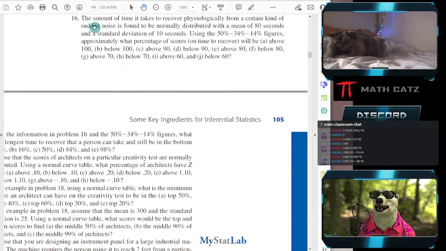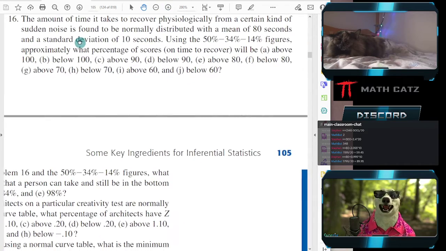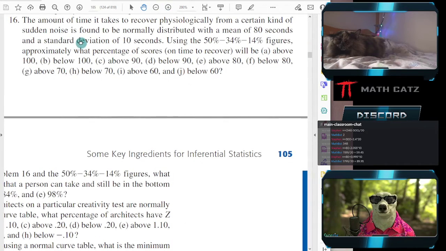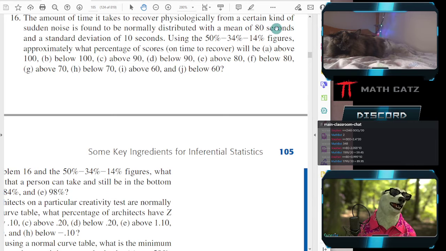That's a little bit lower over here. Can we zoom in on this question? I think so. That looks pretty good. The amount of time it takes to recover physiologically from a certain kind of sudden noise is found to be normally distributed with a mean of 80 seconds and a standard deviation of 10 seconds. This should be familiar because it's the same question we did in the previous video.